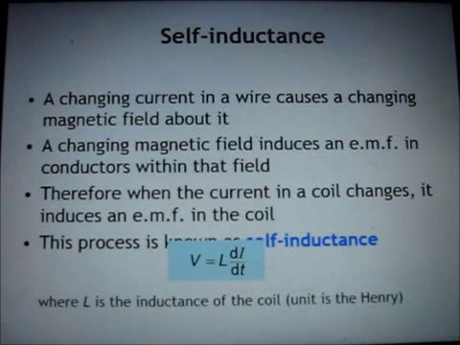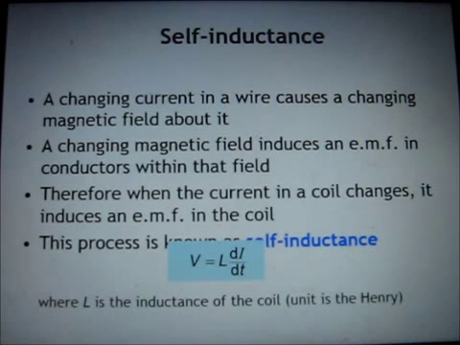It is given as V equals L dI/dt, where L is the inductance of the coil. This is what we call self-inductance. Its unit is the Henry. Self-inductance means, in simple terms, something changing with itself, inducing the EMF within itself. That is known as self-inductance.